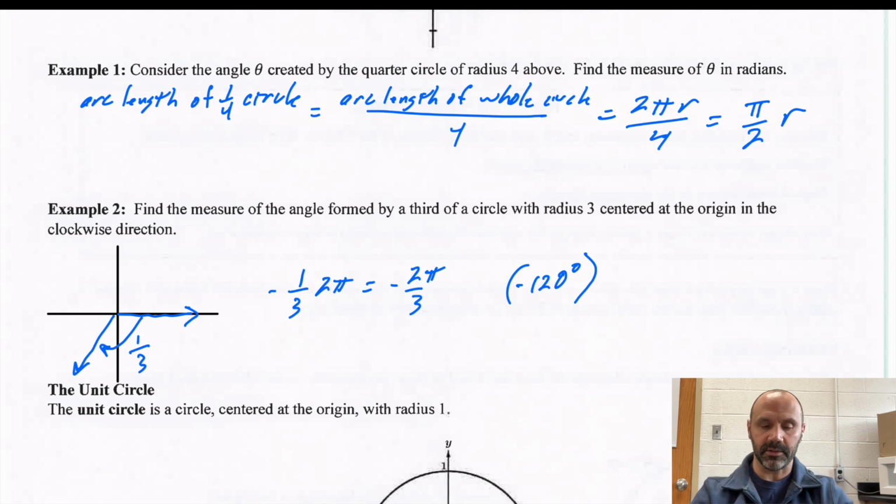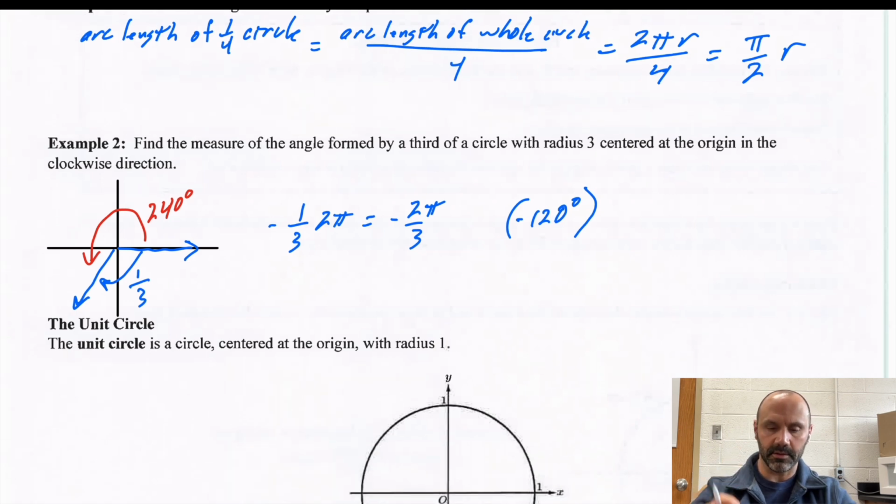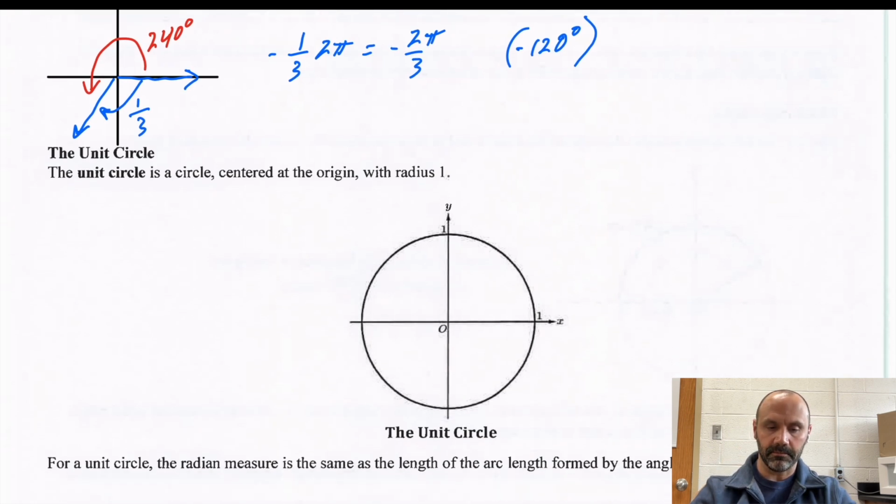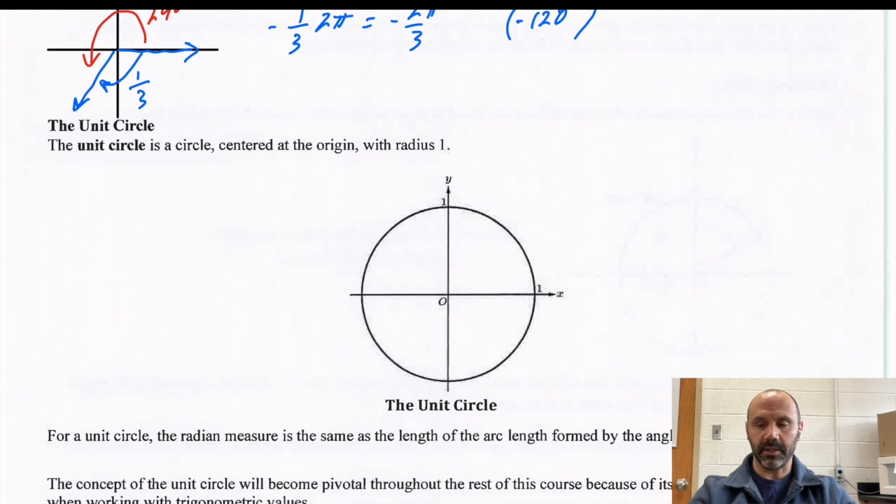Notice that gets us to the same place as if we had 240 degrees. Right? If we went positive 240 degrees, that would get us into the same position. So we have to pay attention to the direction and that sort of thing. Okay, now since the radius doesn't matter, most of the time we talk about all of this in terms of the unit circle.